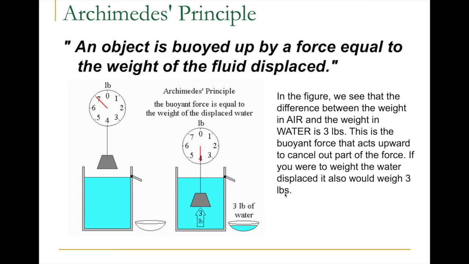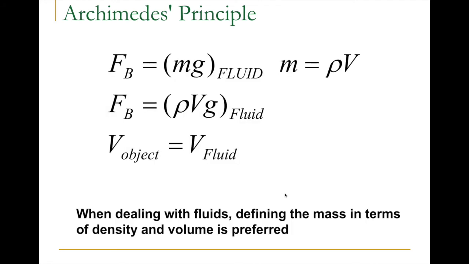You can see in addition that if we take a look at the water that was displaced through that tube at the top, that would be equivalent to 3 pounds of water. So this is Archimedes' principle, and the important thing to recognize is that it's equivalent to the weight of the fluid displaced. Now, we can define some equations to help us out with buoyant force.